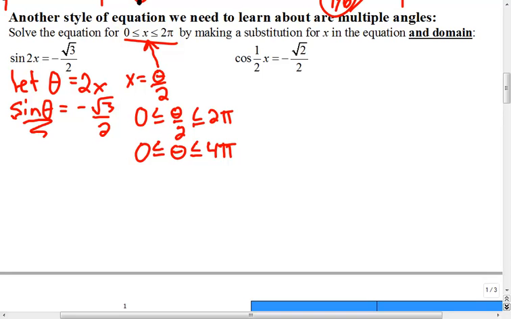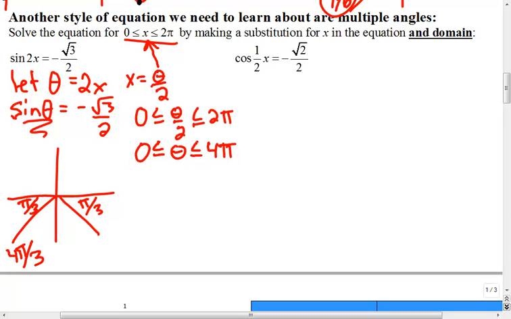I've been working with these for a while. So let's just go back to the way we would have done this before. It's negative, so this equation would be down here and down here. What would the reference angle be for root 3 over 2? What reference angle am I working with? Pi over 3. So here's my reference, and I can figure out the actual values. The actual values were 4 pi over 3 and 5 pi over 3.